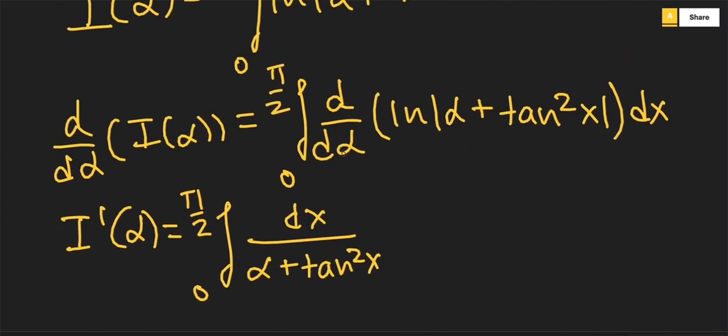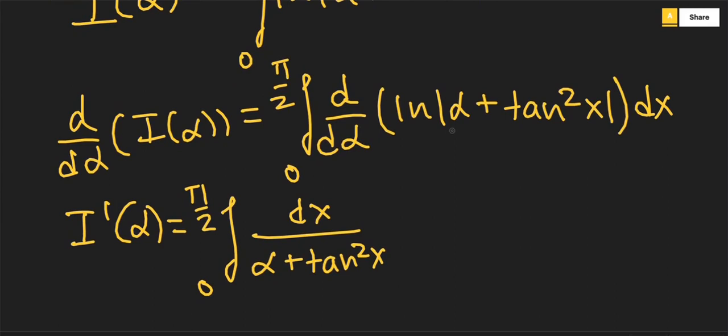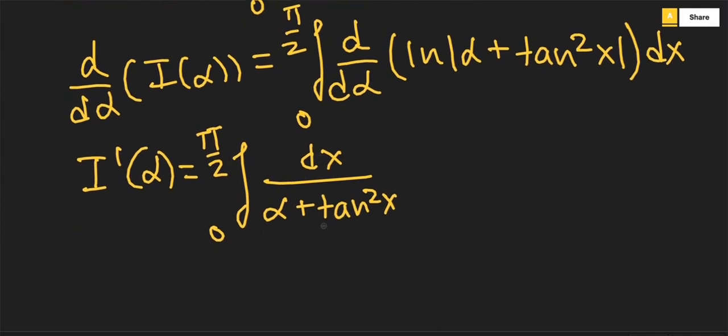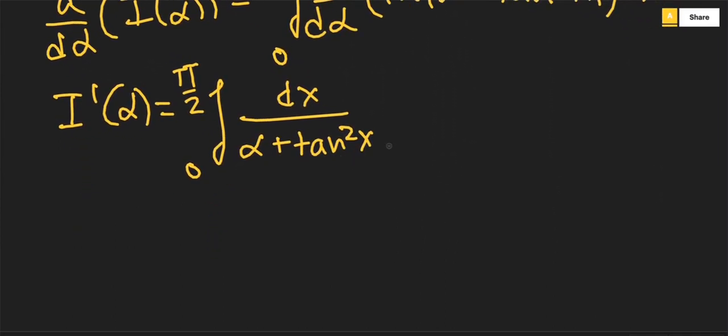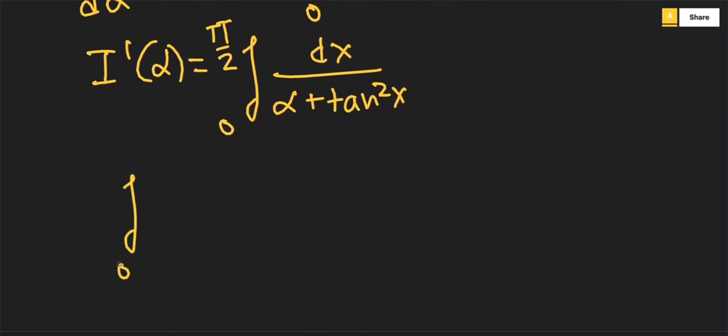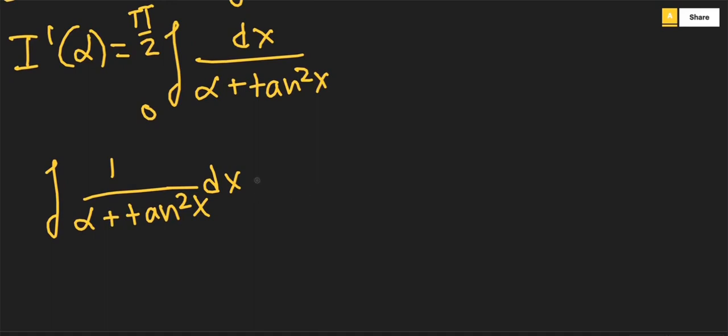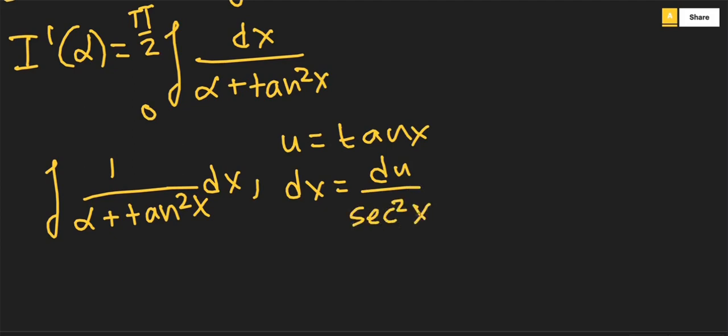And this was so easy because it's with respect to alpha, so the tan square x doesn't make it more difficult or anything. So what we can do now is we can simplify this integral because it's actually a pretty basic integral. So I'm going to solve the indefinite integral with no bounds of 1 by alpha plus tan square x dx. And I'm going to make a u sub, so u is equal to tan x, and so we have dx is equal to du by sec square x.